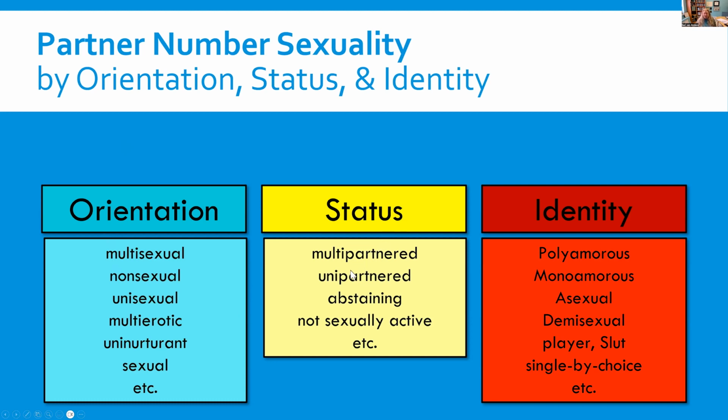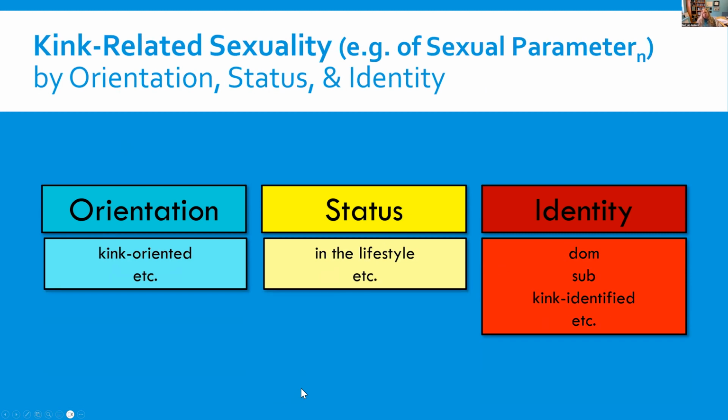For status, someone can be multi-partnered or unipartnered, not sexually active. And of course, there are many identity terms tied to partner number sexuality. And while I don't really talk much about kink-related sexuality in this talk, we can have people who are kink-oriented, people who have a status of being in the lifestyle, and all sorts of identities tied to kink as well. And there might be other aspects of sexuality that I'm not talking about here. We might think of sexual parameter N, beyond gender, sex, sexuality, beyond partner number sexuality, and beyond kink-related sexuality, that have existed, do exist now, outside what I'm talking about, or will exist.